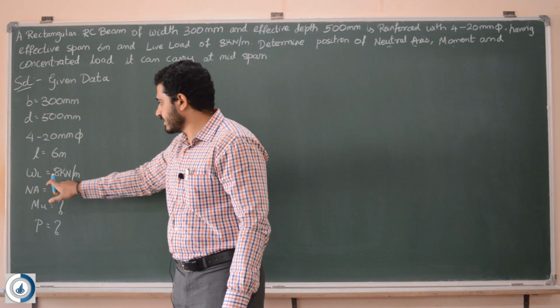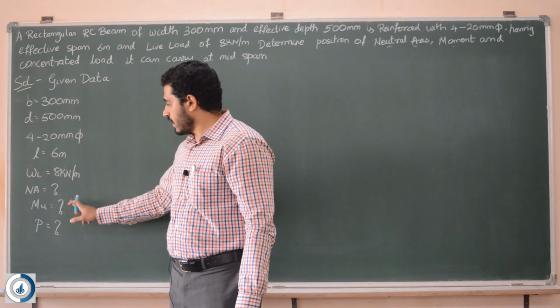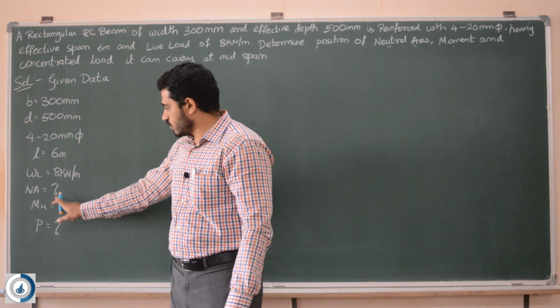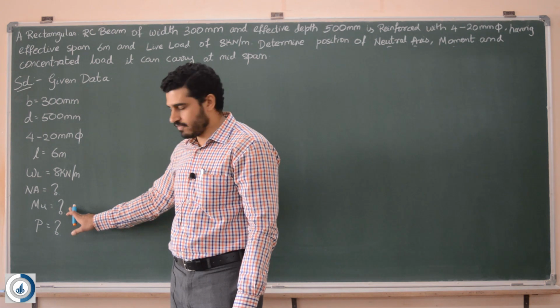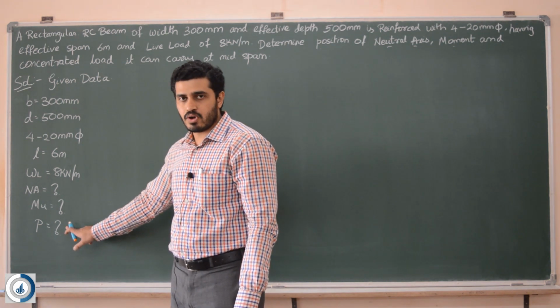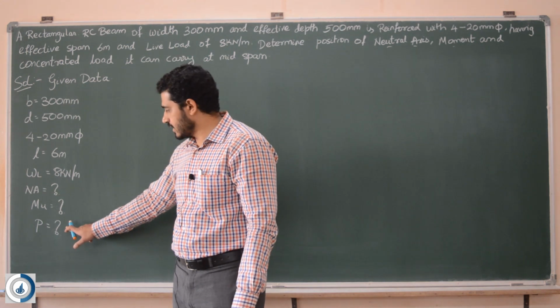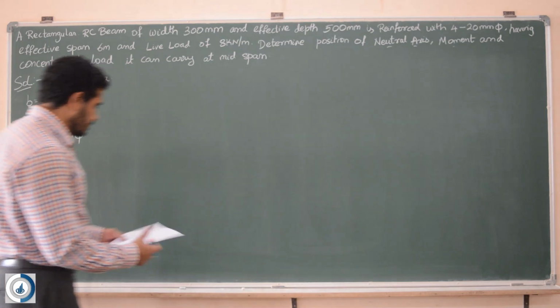Then WL, which is nothing but live load, is 8 kilonewton per meter, and there are 3 unknowns in this problem. First you have to locate the neutral axis, then find the moment of resistance, and then find the concentrated load or point load, which we have denoted as P. So let's begin with the problem.